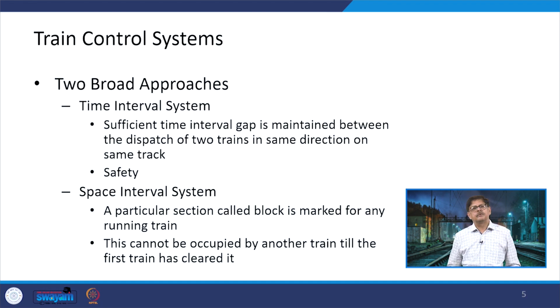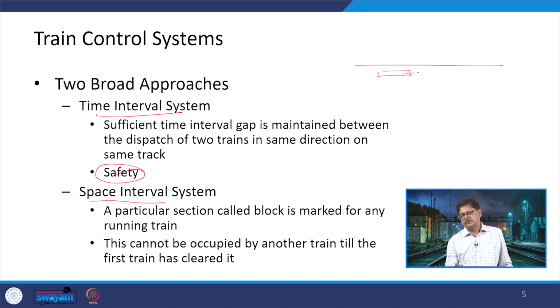In general, there are two broad approaches when the train control systems need to be devised. One is a time interval system, another one is a space interval system. Of course, in both of the cases, the safety is going to remain a primary concern, and we are only trying to see how the safety can be achieved when there are two trains which are moving, say, in the same direction on the same track, or there is a train which is coming from the other direction on the same track.